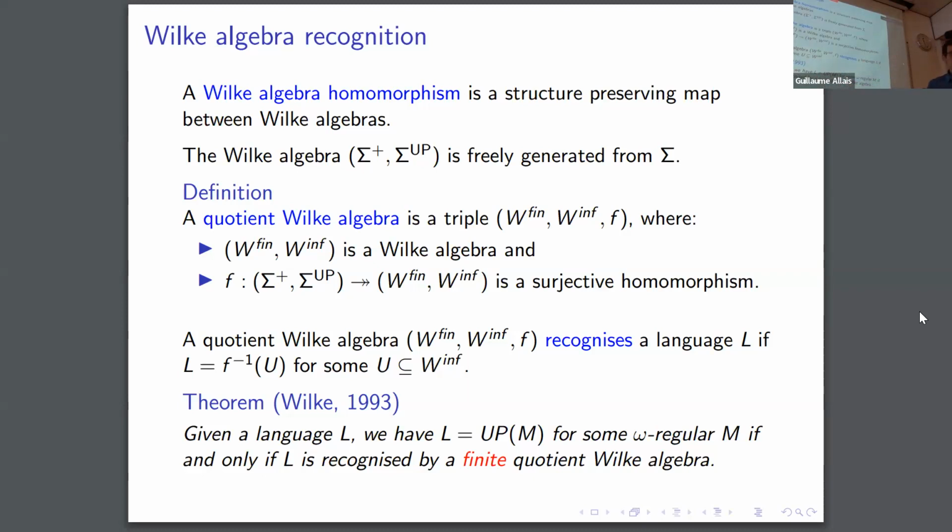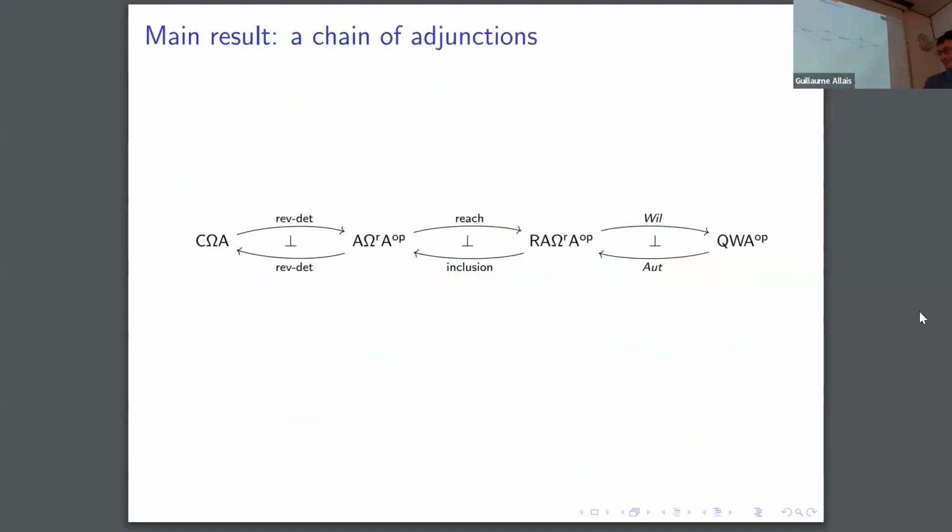So now we have two ways to recognize omega regular languages. I mean, we have more ways, but I focus on two: omega automata and Wilke algebras. And the thing that we wanted to do is to understand the relationship between the two a bit better. The result that came out of it is this chain of adjunctions, and there's some notation that I'll explain in a moment.